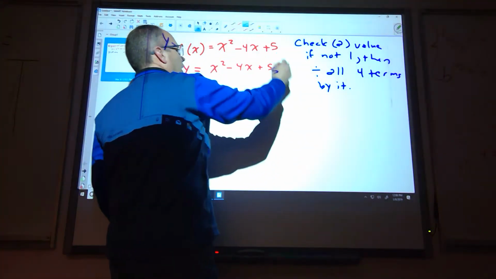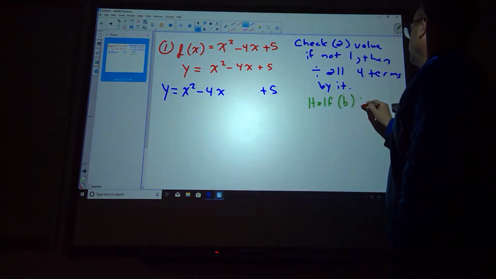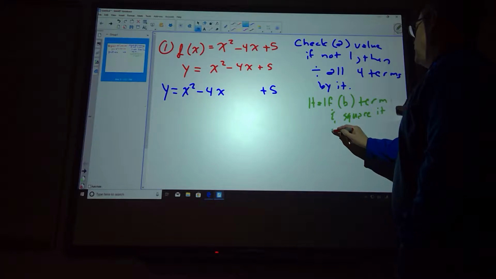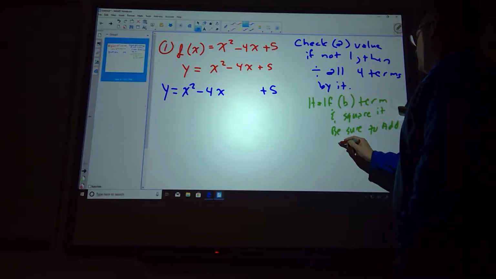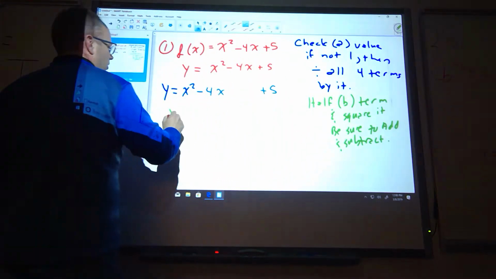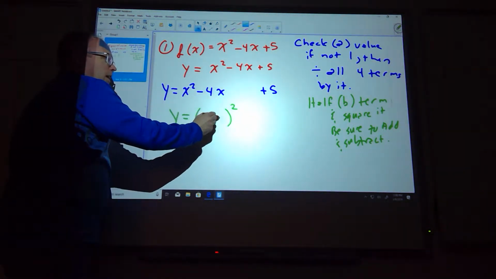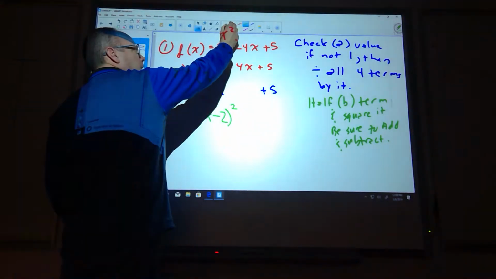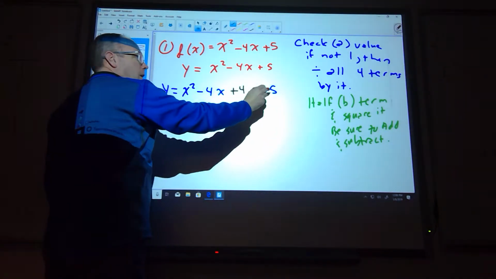Okay, so you're going to do half your B term and square it. Be sure to add and subtract it. Okay, so that seems a little goofy right now, but let's do this. So I can take this and I can go here, right? So that's the next step, and this sign comes straight down. So I take half of my B term, agreed? Half my B term, right? And then square this, square 2. 2 squared is 4, so it's positive 4. So if I add it, I also subtract it.